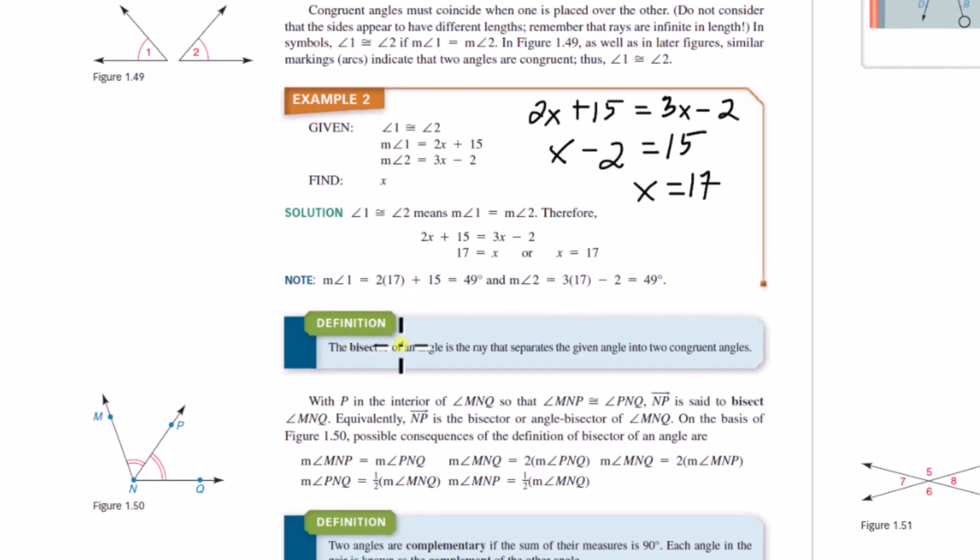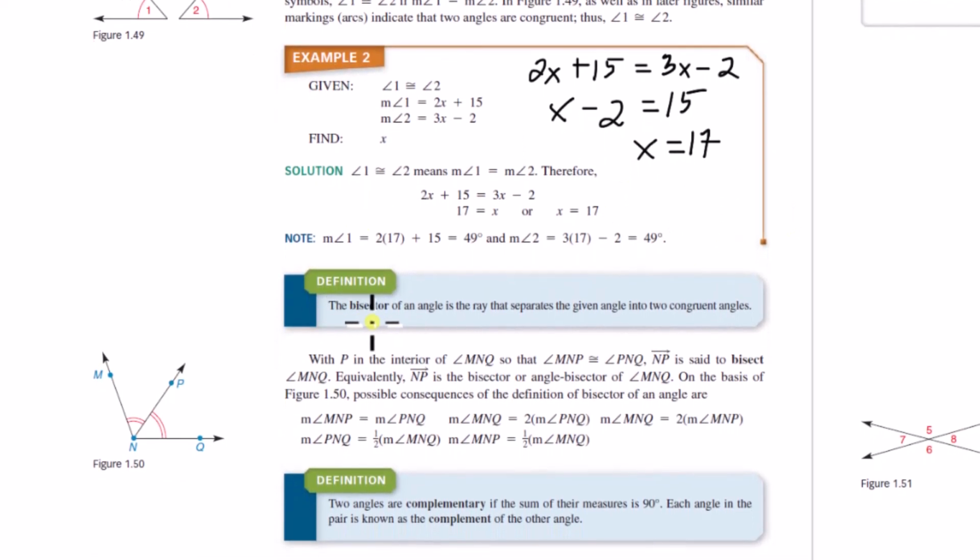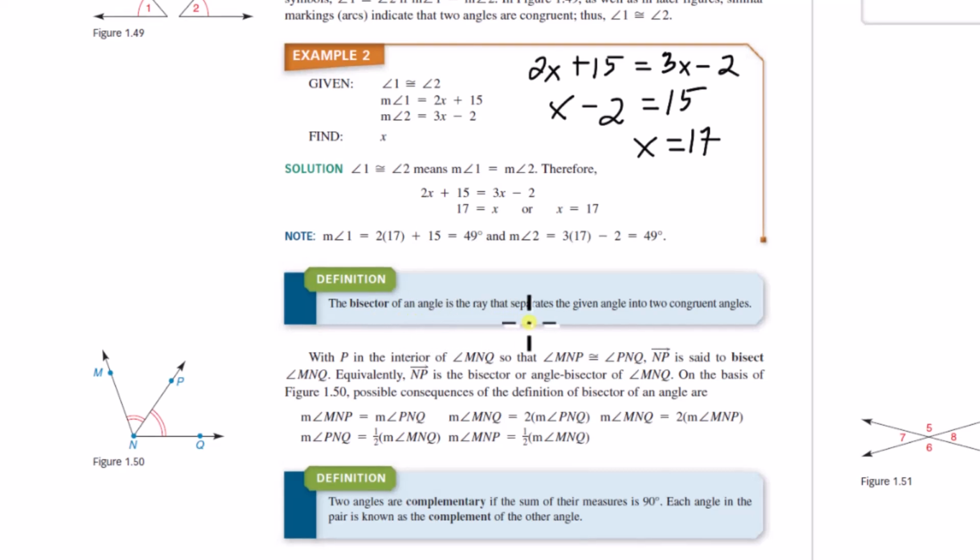Definition: the bisector of an angle is the ray that separates the given angle into two congruent angles. We've already talked about bisector, but we never officially defined it, so here's the official definition. The bisector of an angle is a ray that separates the given angle into two congruent angles.